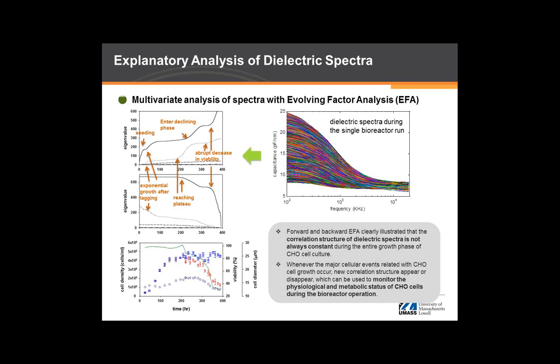growth period. At the left bottom corner are the viable cell density value changes of a few batches, and as you see, most of them have an exponential growth period, plateauing, and declining. Then the two charts in the upper left corner are the eigenvalue changes based on forward and backward factor analysis, and this eigenvalue trend has quite significant meaning for us. You can see at the left corner the seeding, then the exponential growth period, the declining phase, and an abrupt decrease in viability.